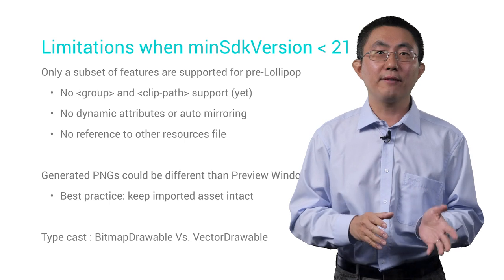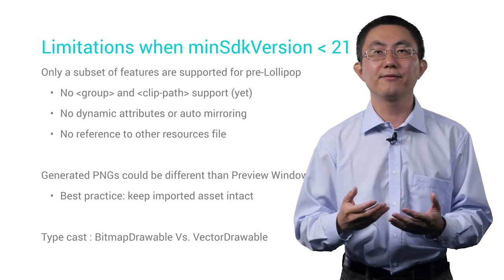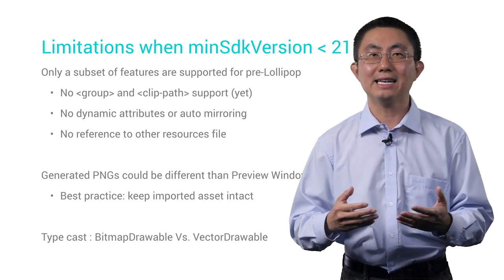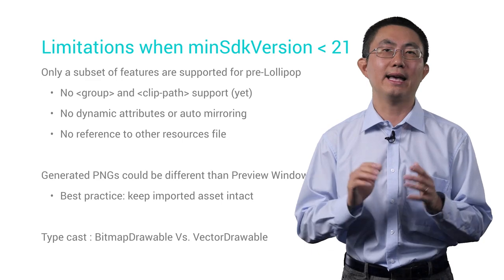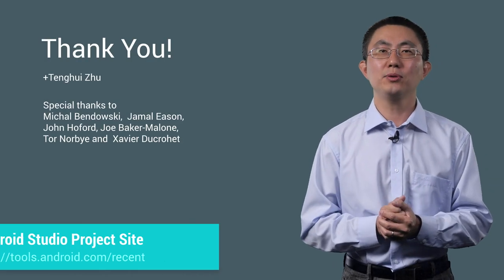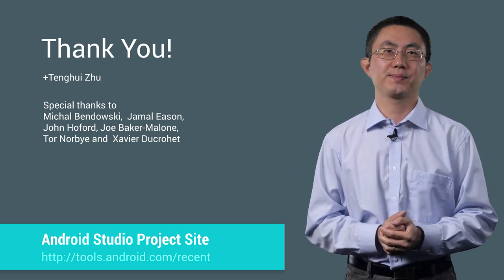Last, if you have to typecast the drawable object in your Java code, be aware that on pre-Lollipop devices this drawable should be cast as a BitmapDrawable instead of a VectorDrawable. Also, set the drawable size properly to make sure they show up correctly in the older versions.